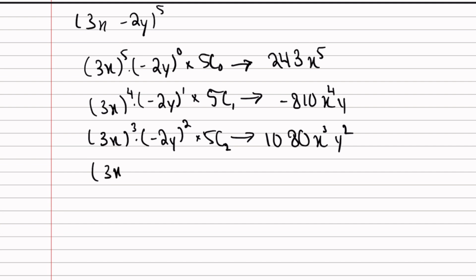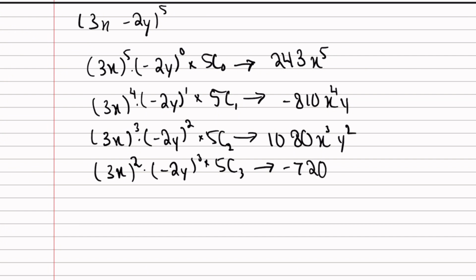Fourth term now: 3x to the power of 1 times minus 2y to the power of 3 times 5 choose 3, and that on the calculator is supposed to give you minus 720 x squared y cubed. Now, if we have something like this, obviously, which one have we reached?